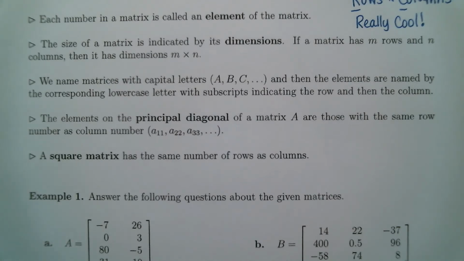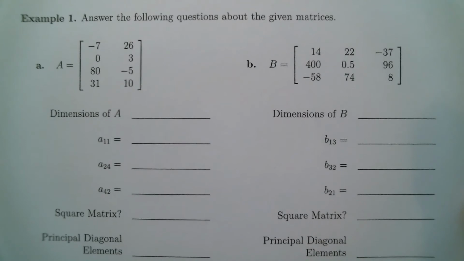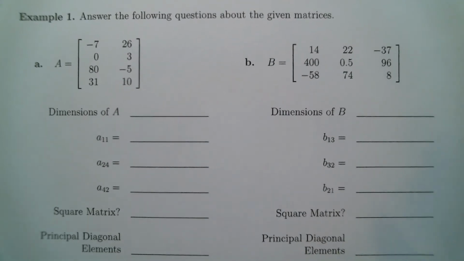Last piece of terminology: a square matrix has the same number of rows as columns. Not every matrix is a square matrix, but square matrices do have special properties. In example 1, I give you two different matrices, and we're going to go over all of this terminology that was just discussed. It says, answer the following questions about the given matrices. Let's concentrate on example A first.